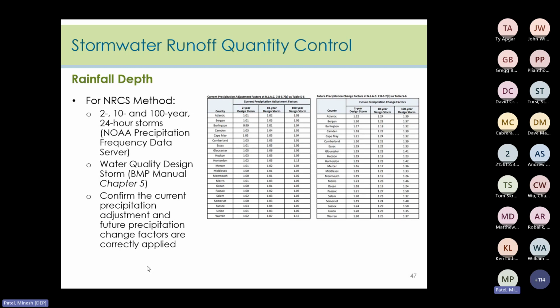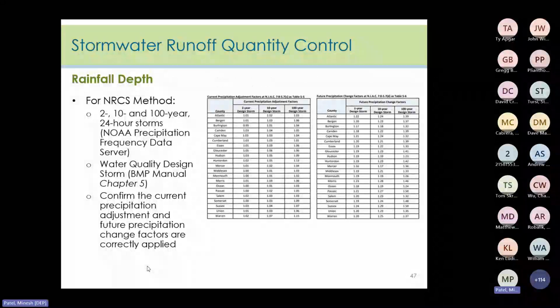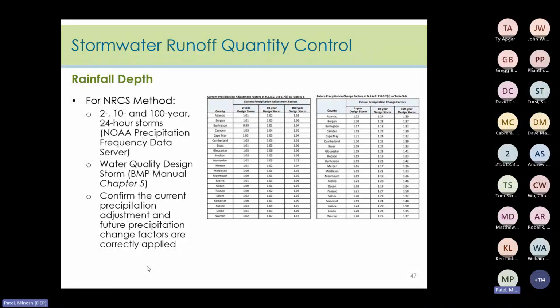The rainfall depth and intensity information should come from these sources. You will need to make sure that the current precipitation adjustment and future precipitation change factors are appropriately applied for the 2-year, 10-year, and 100-year storm events using these tables on the slide, which are found in Chapter 5 of the BMP manual.